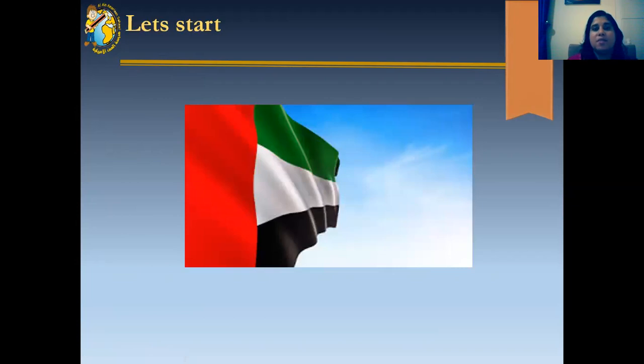Okay, beautiful flag of the UAE. Four beautiful colors: red, green, white, and black. We all are familiar with this beautiful flag. But I can see the flag flying in the sky. Exactly, and the flag is also in the shape of waves. See how I connected the lesson with the flag?